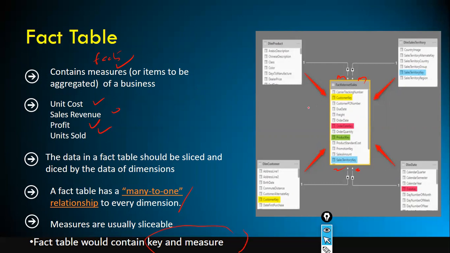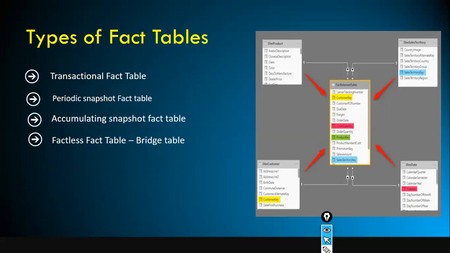If somebody asks you, what is the fact table? The fact table will consist of the keys, what do you mean by keys, the dimension keys from all the tables, plus the measures or facts. There are different types of fact tables. The transactional fact table: all the day-to-day transactions you will capture in your fact tables. That is called your transactional fact table. And then the periodic snapshot.